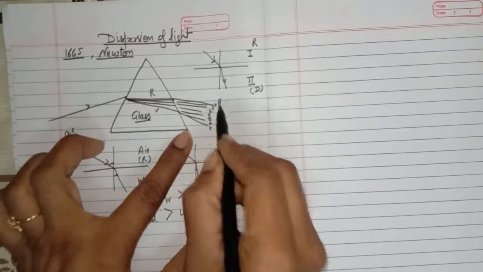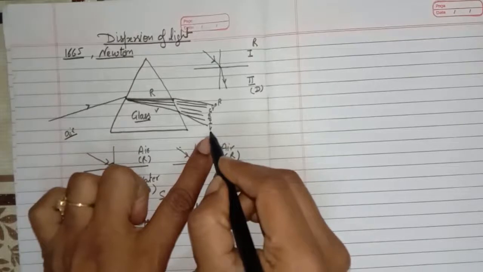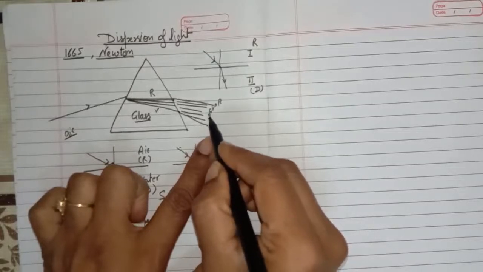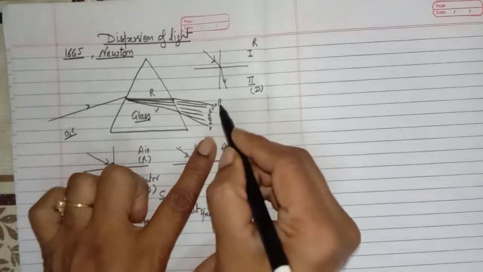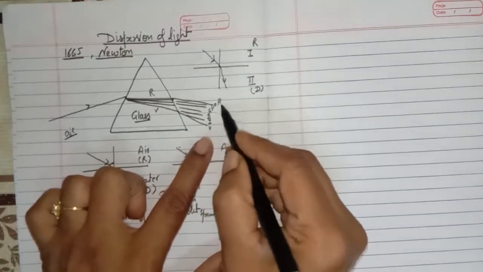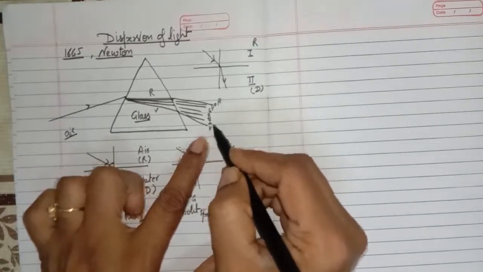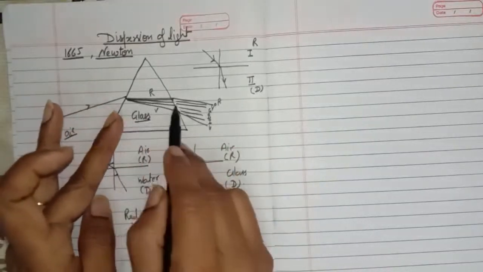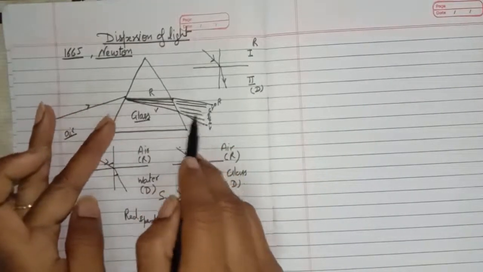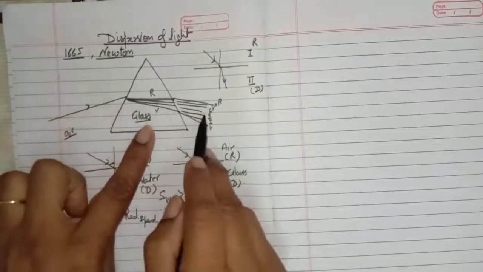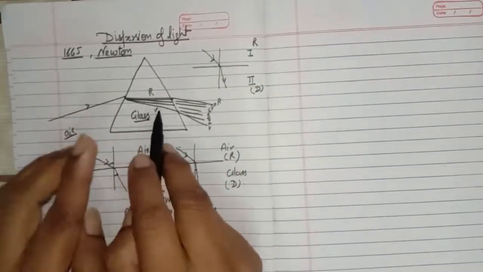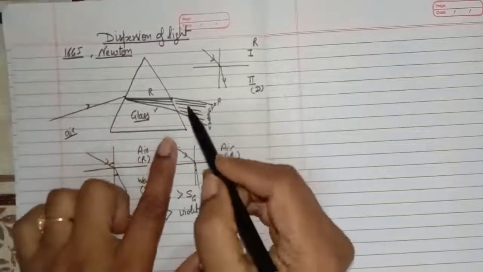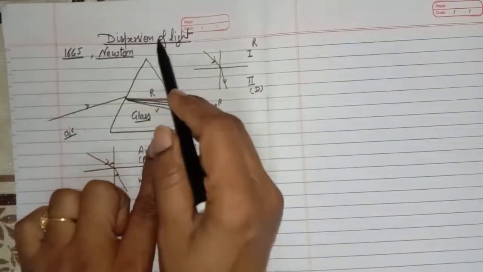VIBGYOR. And what is the meaning of this? V means violet, I indigo, B blue, G green, Y yellow, O orange, and R is for red. So this is VIBGYOR. This is the band of the seven colors. And this type of splitting of white light is called the dispersion of white light. When light passes from air into glass and is split into its seven colors, this is called the dispersion of white light.